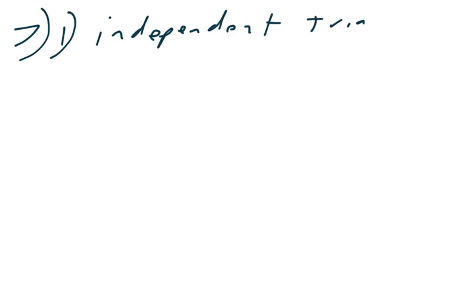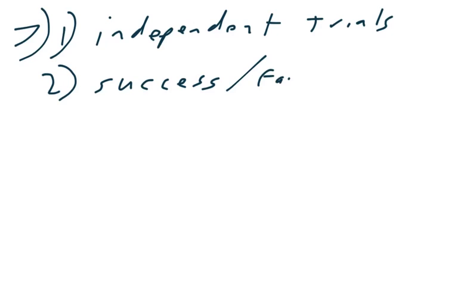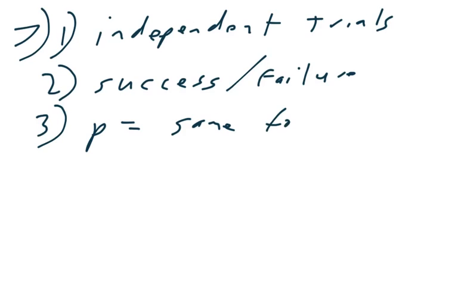Seven. What are the conditions for binomial and geometric? Well, the first 3 are the same for both, so we'll go through the first 3. Number 1, we have independent trials. The second one is we have 2 results, success or failure. And 3, probability of success is the same for each trial.